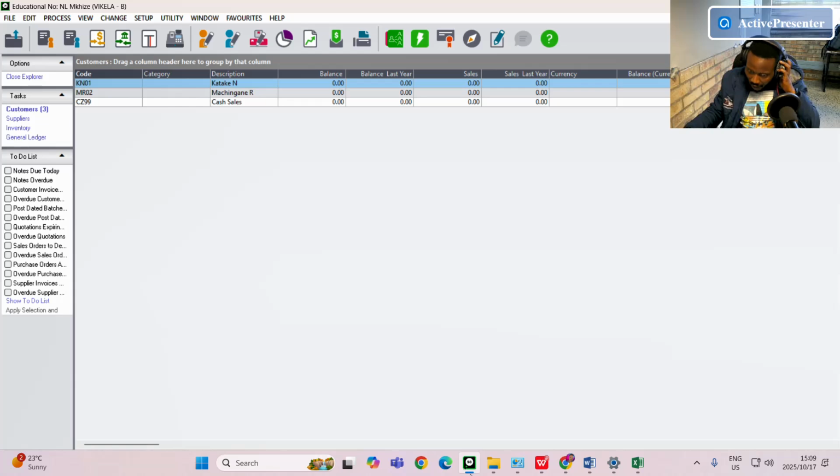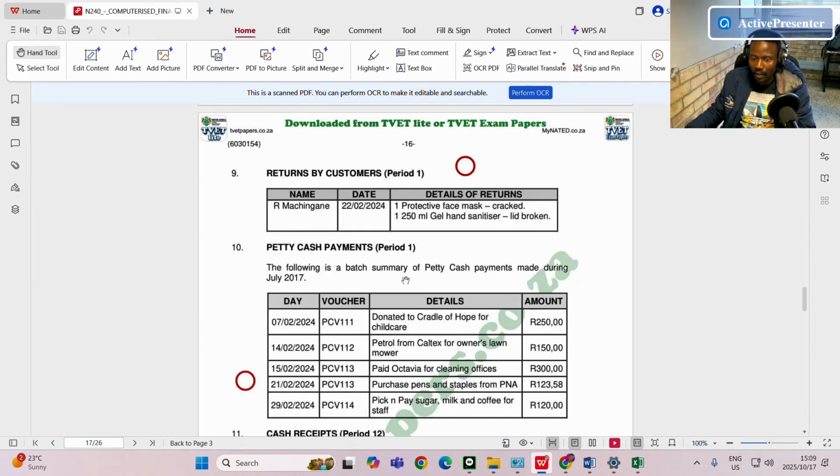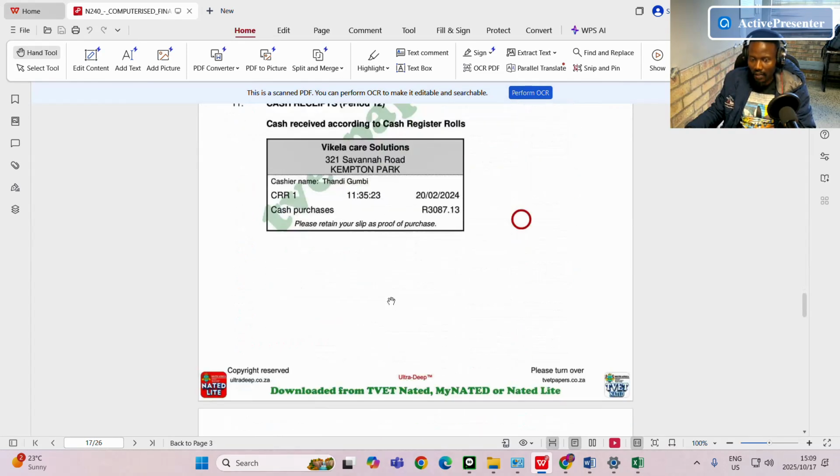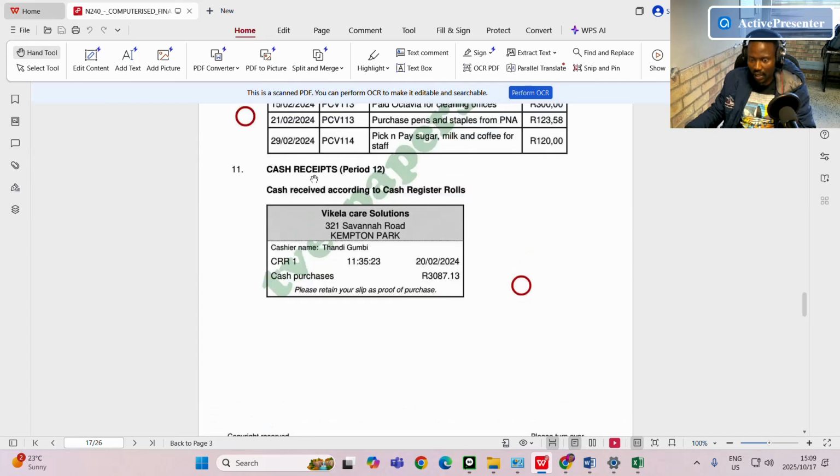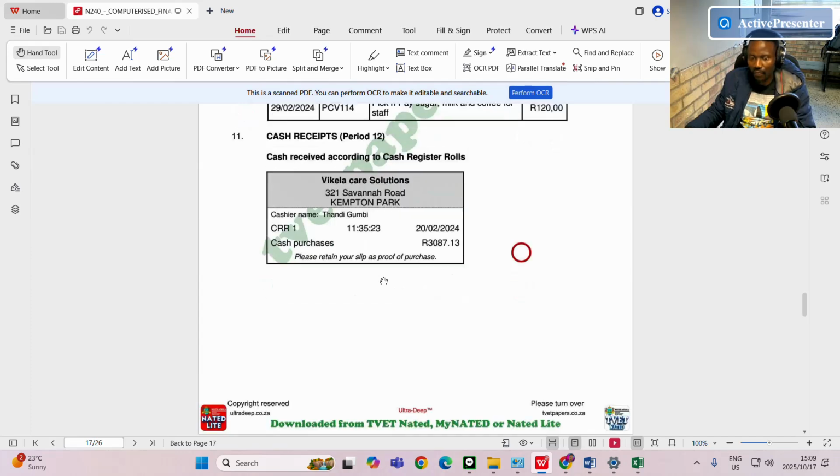So today I'll be dwelling on the cash book. Obviously, when dealing with the cash book, you are supposed to do the CPJ, the PCJ, which is petty cash journal, and the CRJ, which is cash receipts journal.